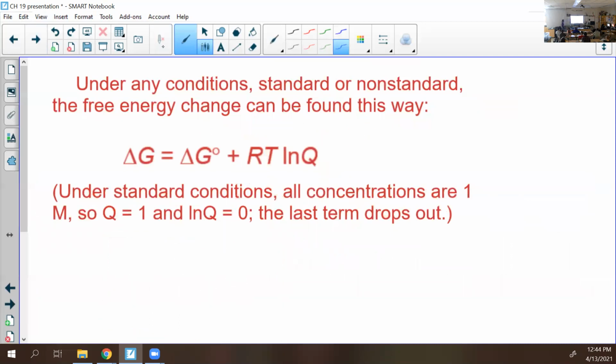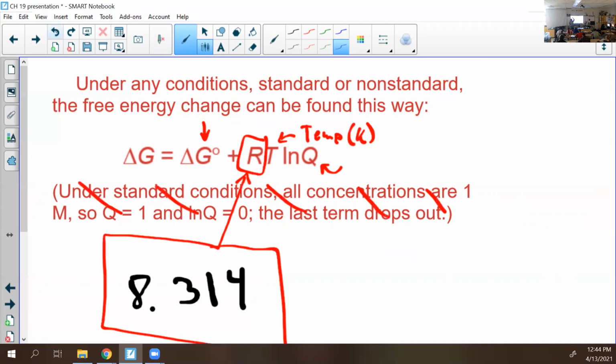All right. So here we go. This is a pain in the butt, but it's fine. Under any conditions, standard or not standard, the free energy can also be found this way. So this is a third way to find it. Delta G is equal to G naught plus RT ln Q. It is the same thing, but it's different units, so it's a different numerical value.